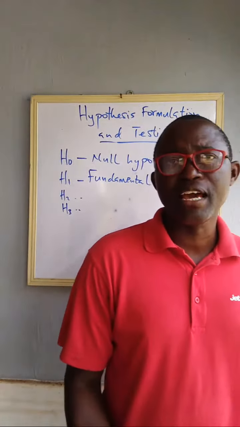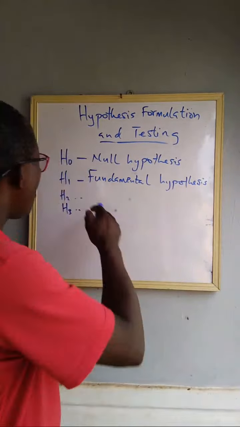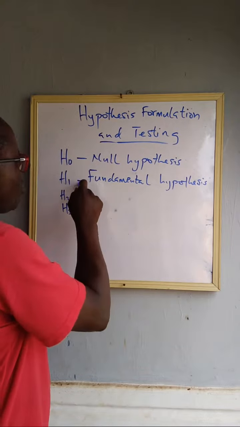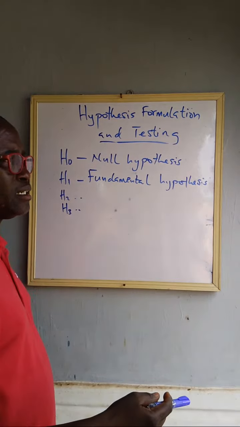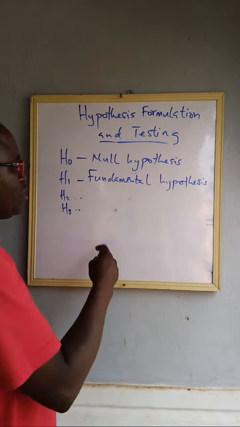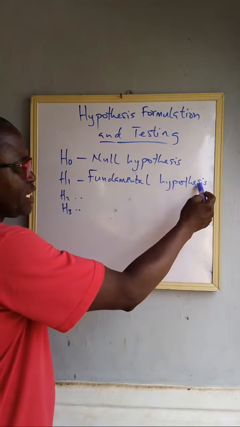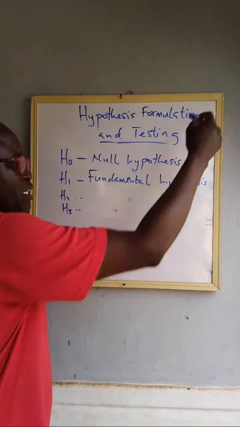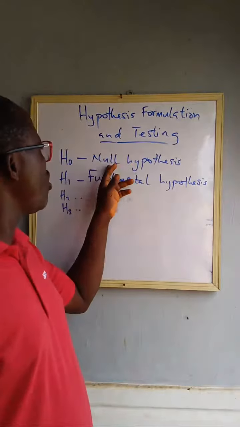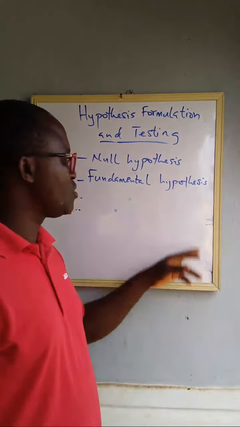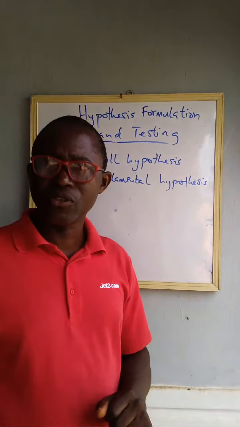Now, when we find evidence in the analysis, in the inferential statistics that we carry out, then we come back to either accept this or this. For instance, if after your analysis you find out that really the effect is not significant, then you will reject the alternative hypothesis and accept the null hypothesis.